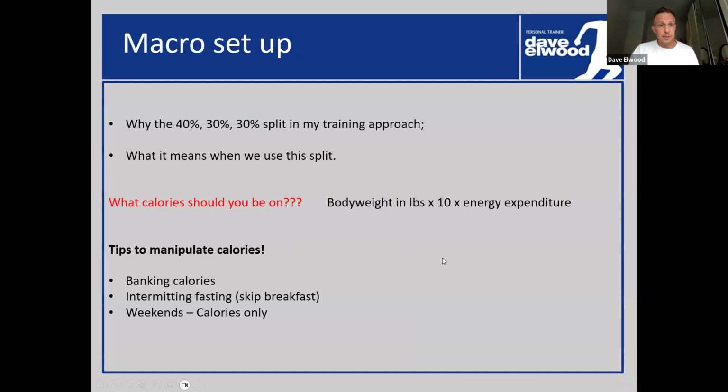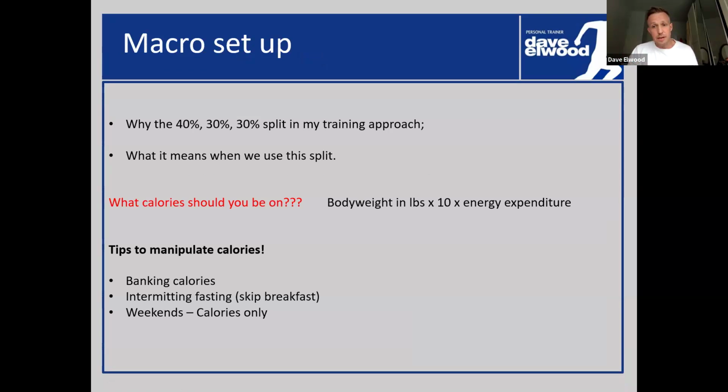All right. So this is just the split that I use: 40% carbs, 30% protein, 30% fats. It's the most sustainable approach that I use. How to work out your calories? It's body weight in pounds times 10 times your energy expenditure.